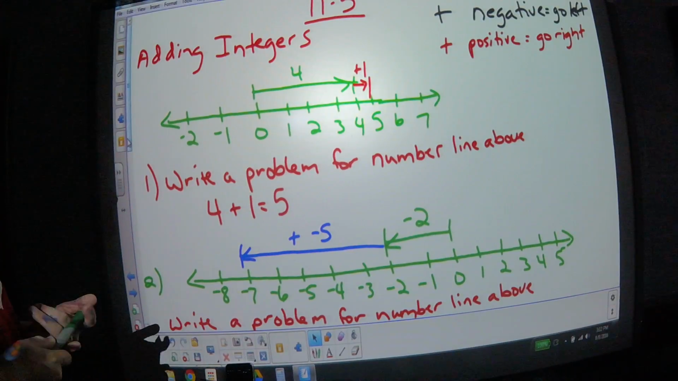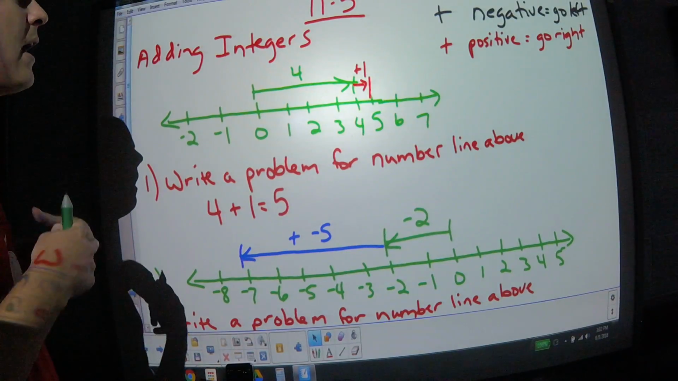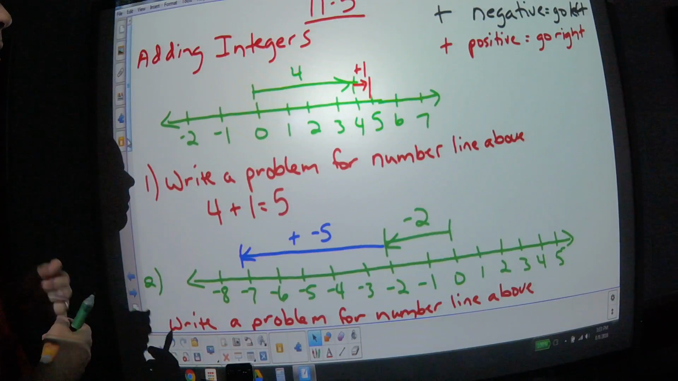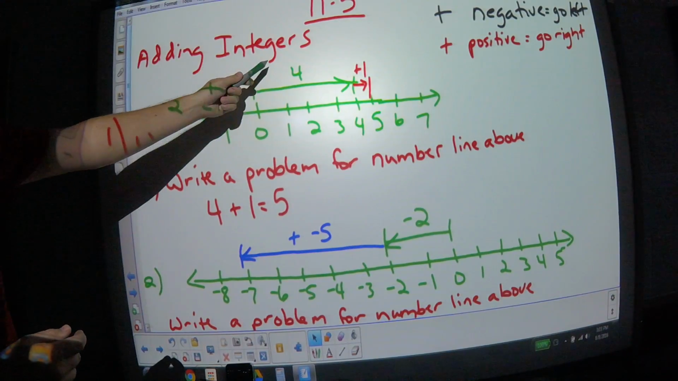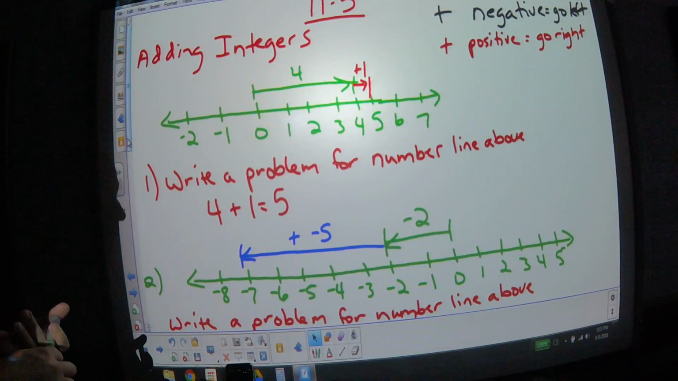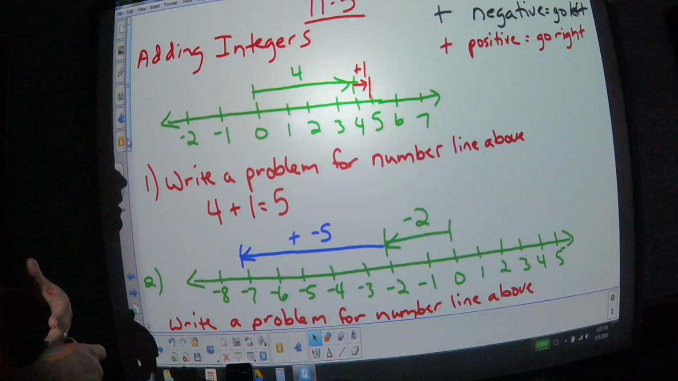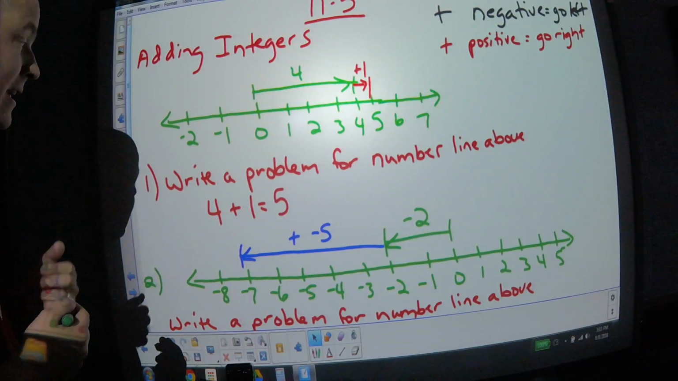So in the two previous sections, we've been talking about positive and negative numbers. And now that we've gotten into 11-5, we're going to get to something I talked about earlier on 11-1, in that now we're going to add the integers. Okay, so we're going to start adding positive and negative numbers. All right, and it's not as simple as 2 plus 2. You've got to pay attention to what you are adding together.